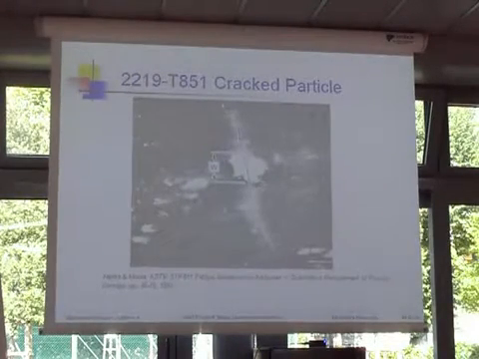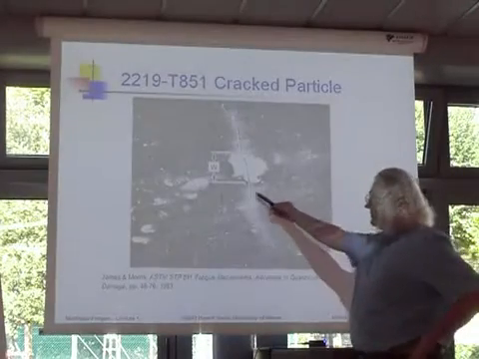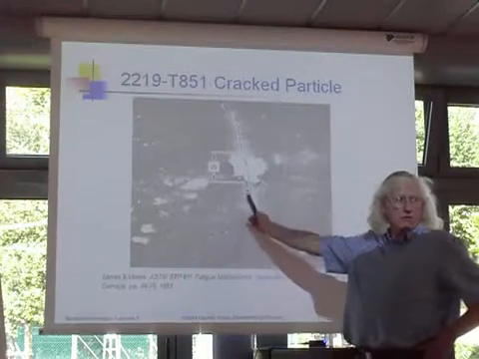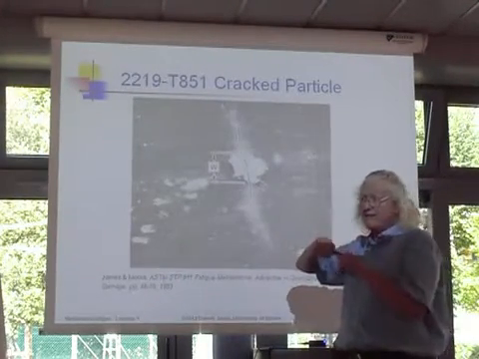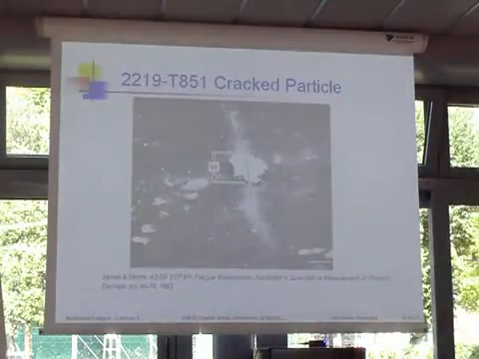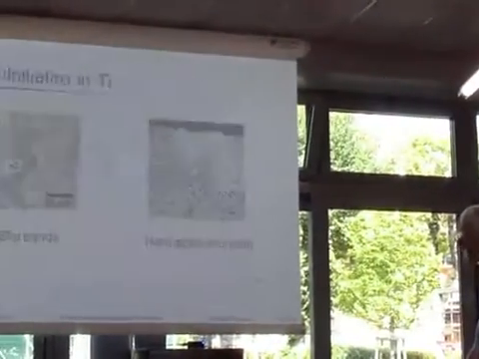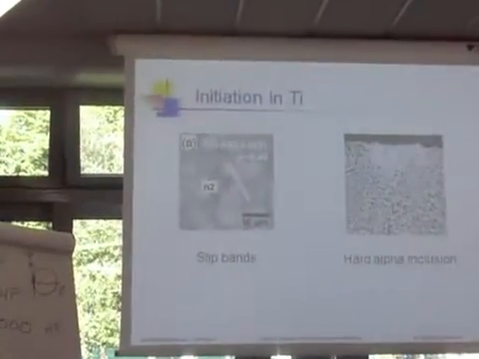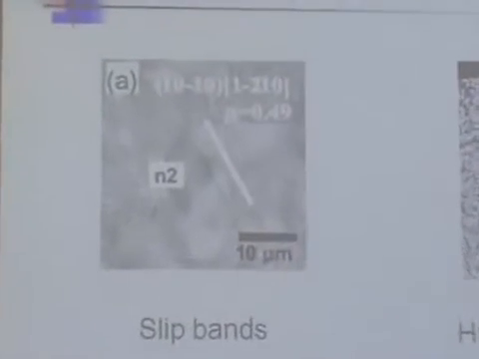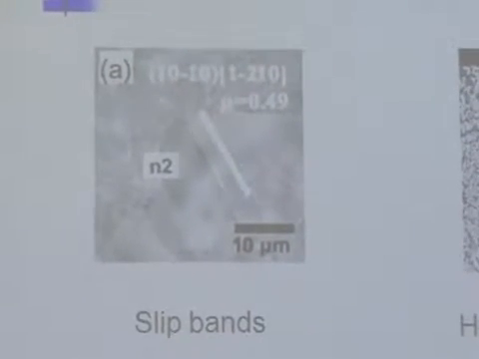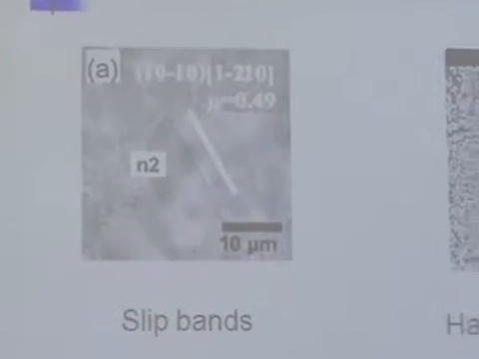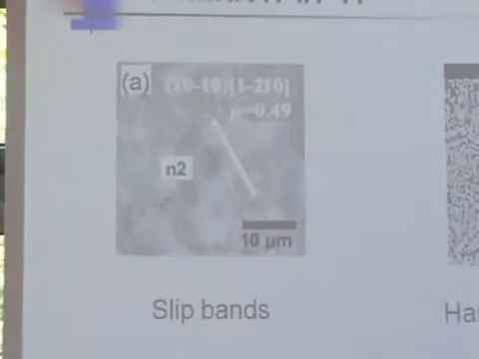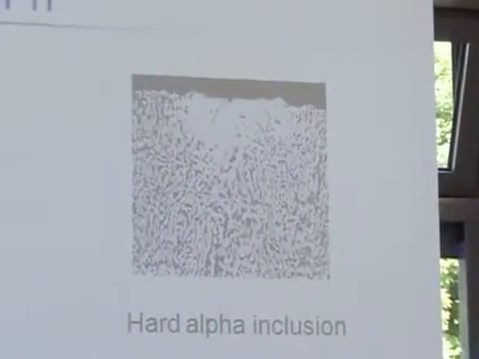And you know, with the particle cracking, you're still driven by the shear stresses at the edge for the plastic deformation in the matrix to get this crack to grow. And it's the shear stresses that cause that, not the tension stresses. This is what happens in titanium. In titanium, you can have a couple of different nucleation mechanisms. Either you can have slip bands, right, or it can nucleate from a hard inclusion.